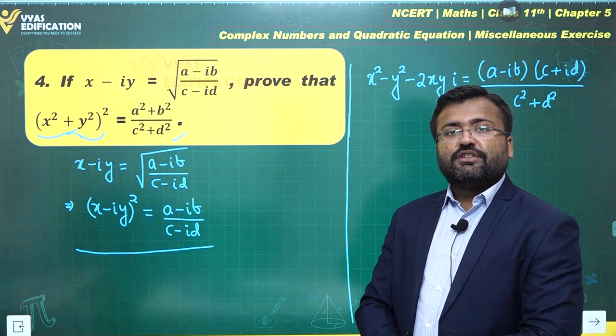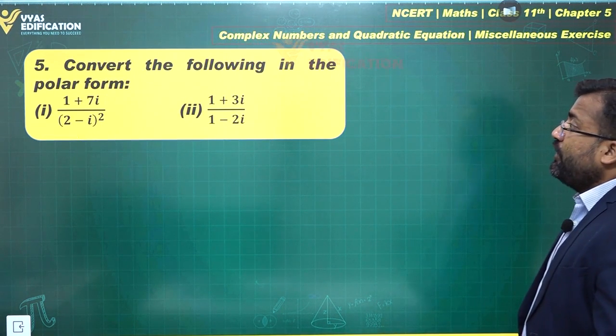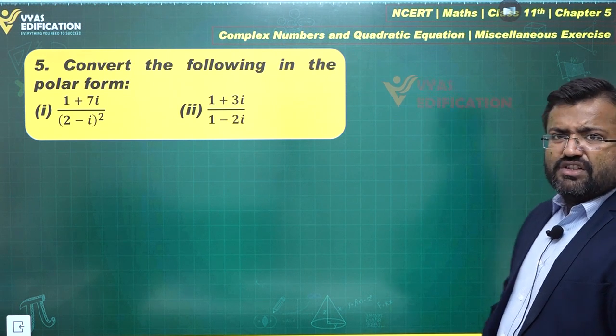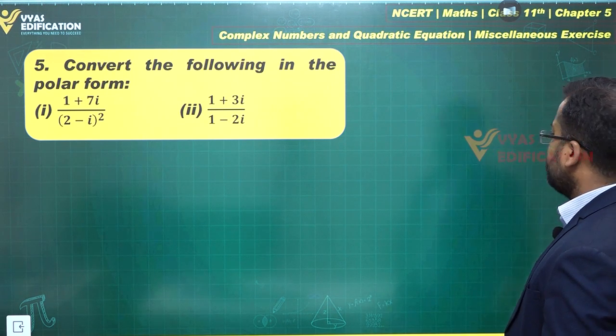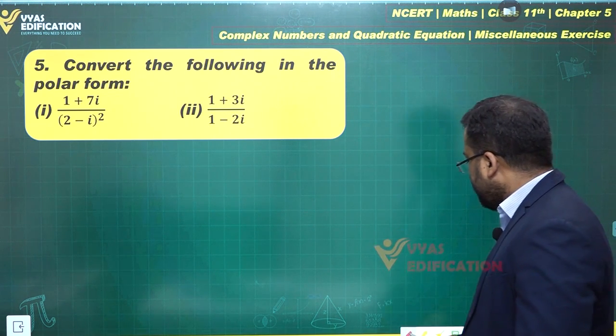That is all in this question. Let's talk about this one. Convert the following in polar form. There are two parts of this question, (1 plus 7i) upon (2 minus i) whole square. What do you mean by polar form? Polar form of any complex number.